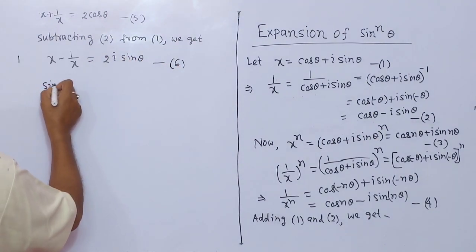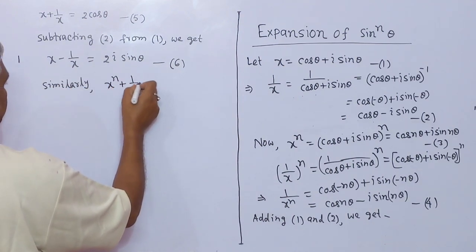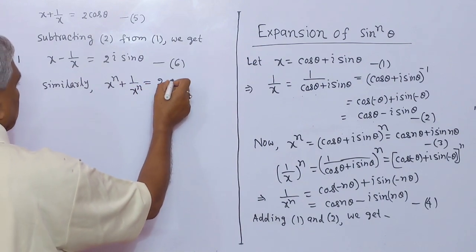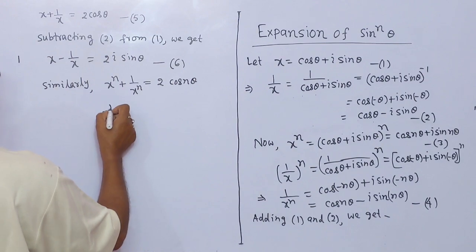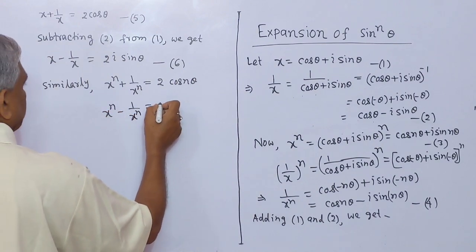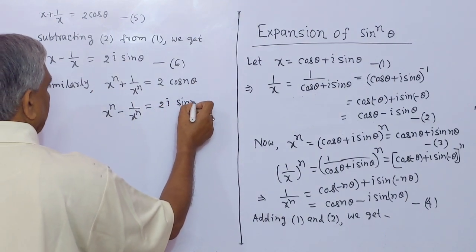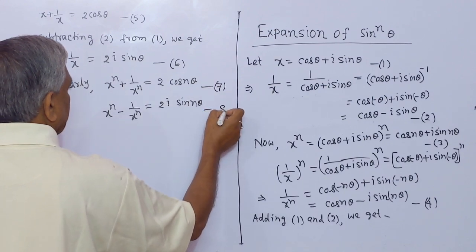Similarly, x to the power n plus 1 by x to the power n equal to 2 cos n theta, x to the power n minus 1 by x to the power n equal to 2i sin n theta. This is number 7. This is number 8.